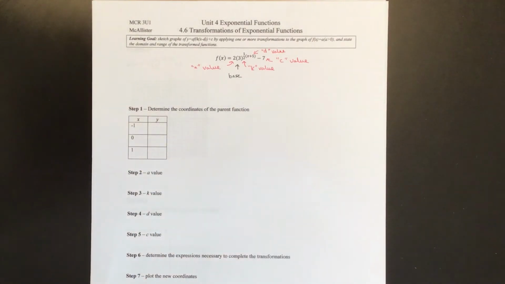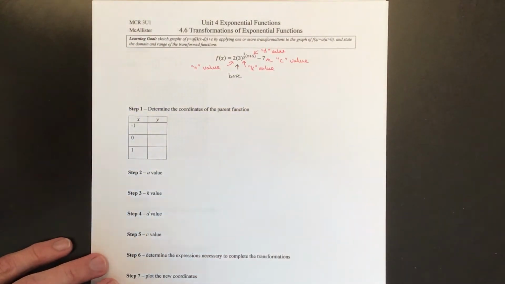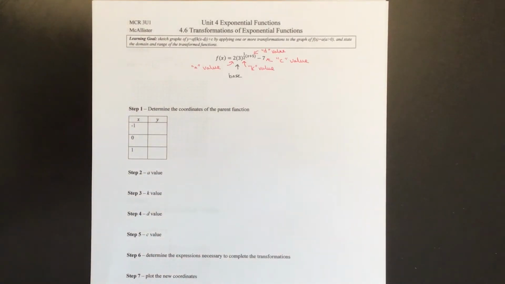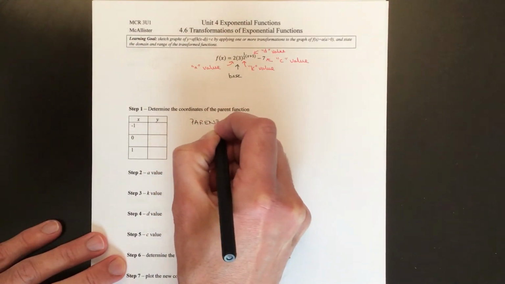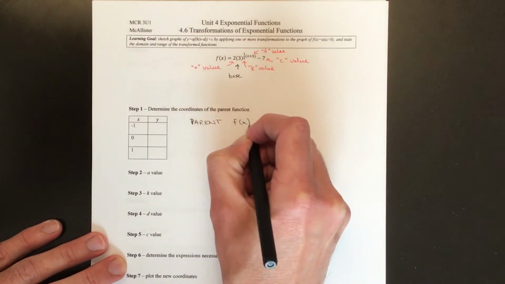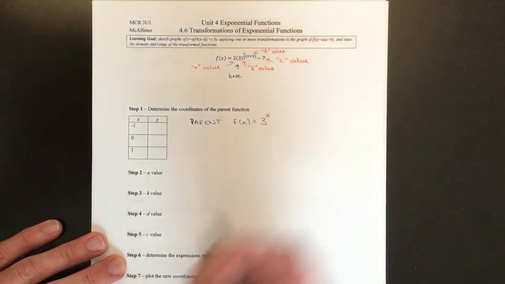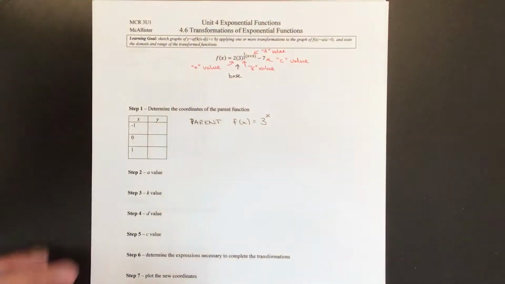So as we work through our transformations here, we're going to start with the base, because the base gives us the parent function. So really, our parent function, or the original graph, is going to be f(x) equals 3 to the exponent x. Because this question has a base 3, so I'm going to use 3 to the exponent x as my parent before I apply any transformations.